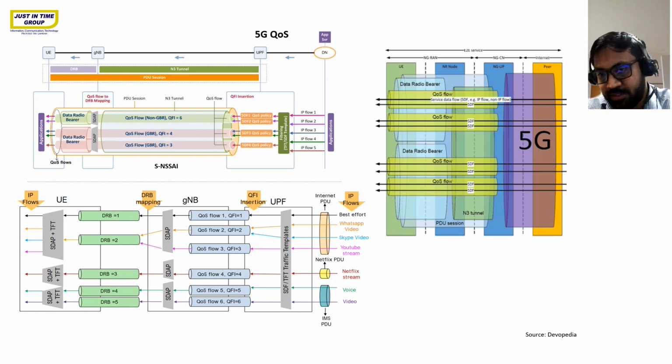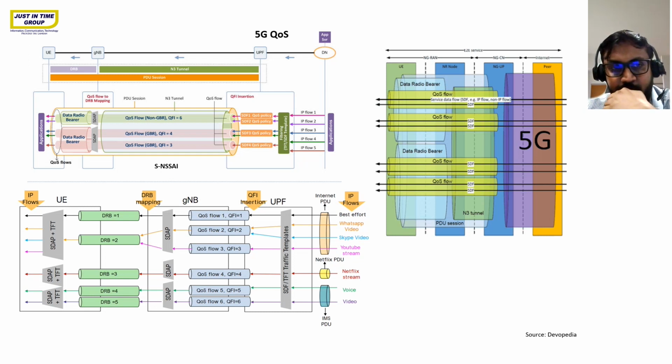But in 5G, you can have multiple QoS flows inside the PDU session itself. At the same time, you can map different IP flows into service data flows, and then those service data flows can be mapped to those QoS flows. Likewise, you get that granularity capability.